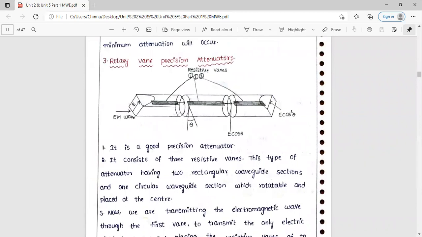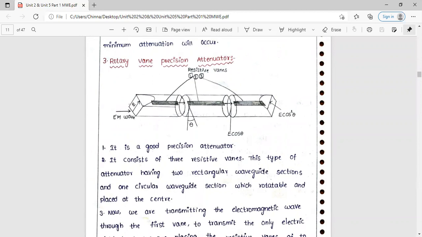This is a good precision attenuator. Accurate values of attenuation will be obtained. You can see here it consists of three resistive vanes. This type of attenuator has two rectangular waveguide sections and one circular waveguide section, which is rotatable and placed at the center. Here you can see the first one and last one are considered rectangular, and the middle waveguide section is considered a resistive vane, which will be rotatable according to the input signal.